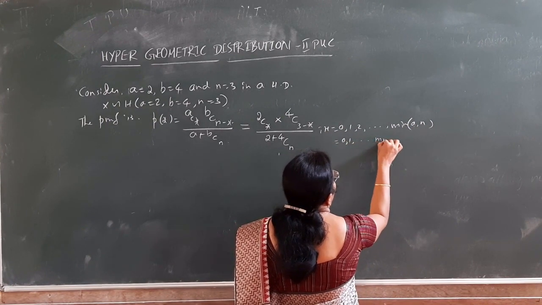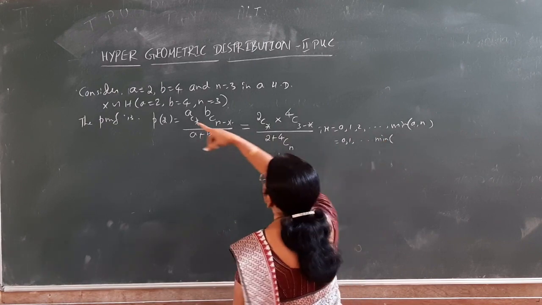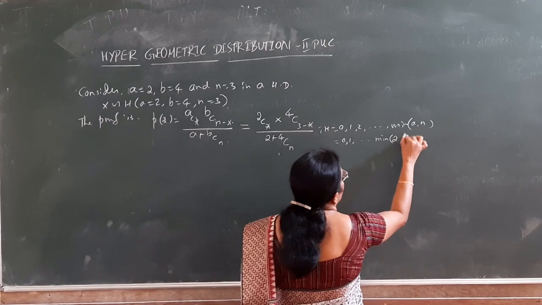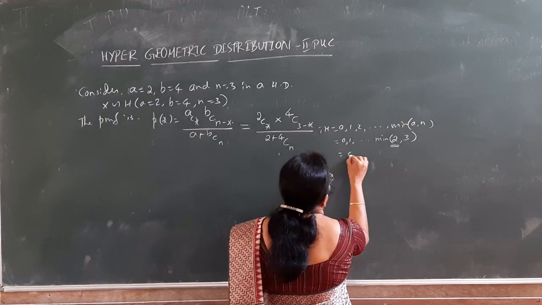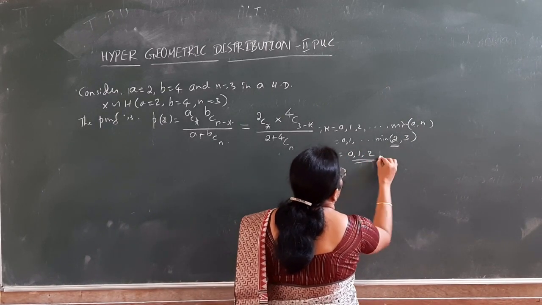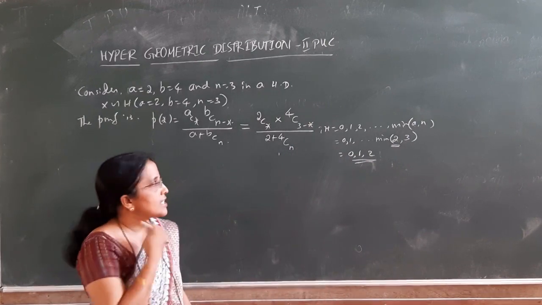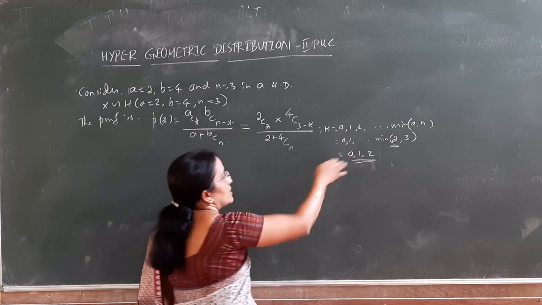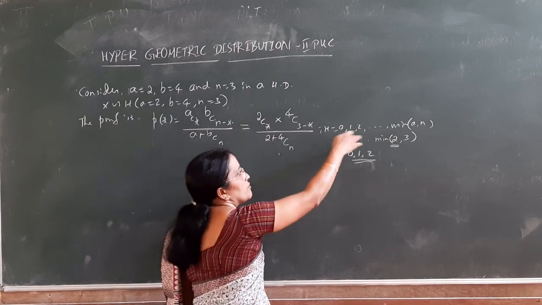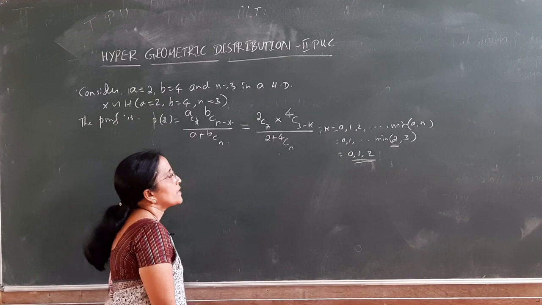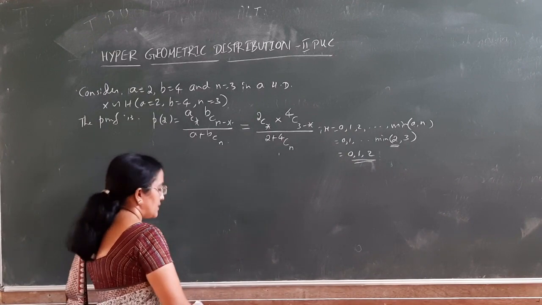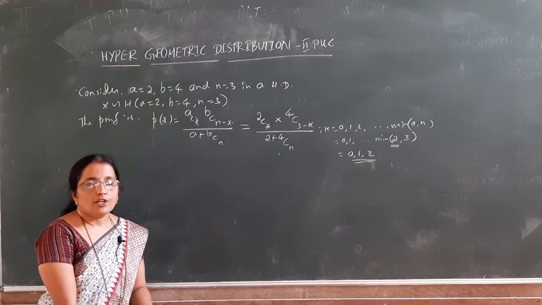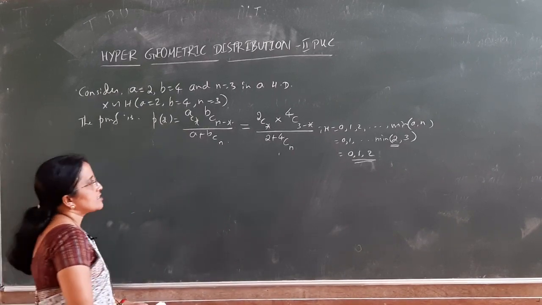What is the minimum of A, N? Look at the problem: A is 2, N is 3. So which is minimum? 2 is minimum. So the range is 0, 1, 2. This is how to write the range. Below this equal sign, write the next equal sign and continue; this is used only for writing the range. Next, let us use this probability mass function to write the probability distribution.